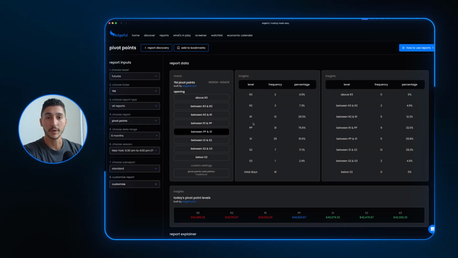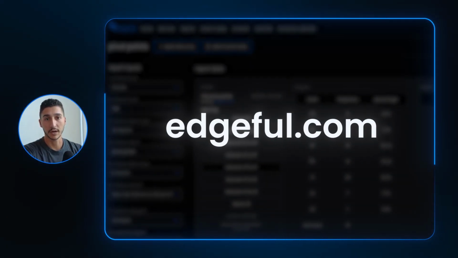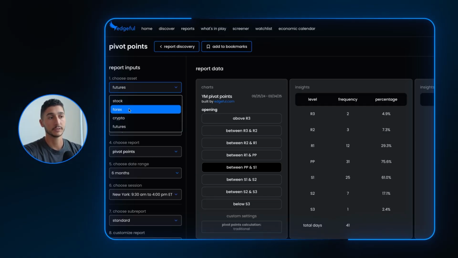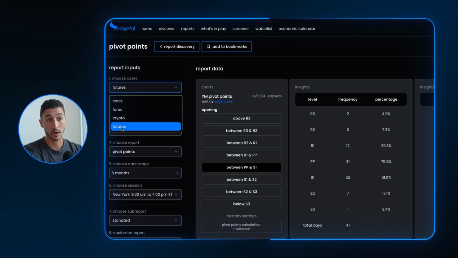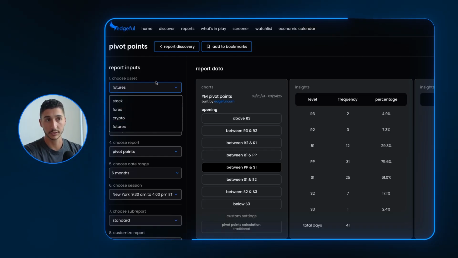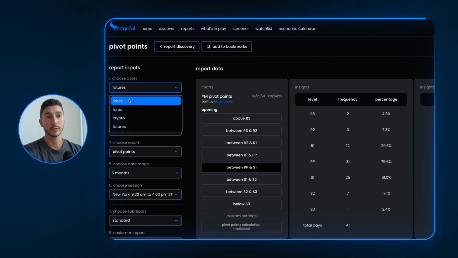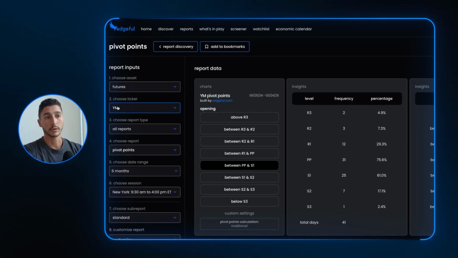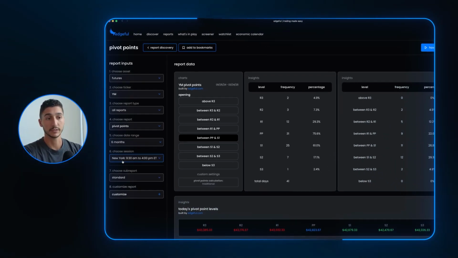Here's everything you need to know about the pivot point report on edgeful.com. So we're looking at futures right now. This explanation will apply to all stocks, Forex, crypto, and futures. The only difference between stocks and the other three is the indicator that you're going to need to use on TradingView. So we're looking at YM in the last 6 months in the New York session.